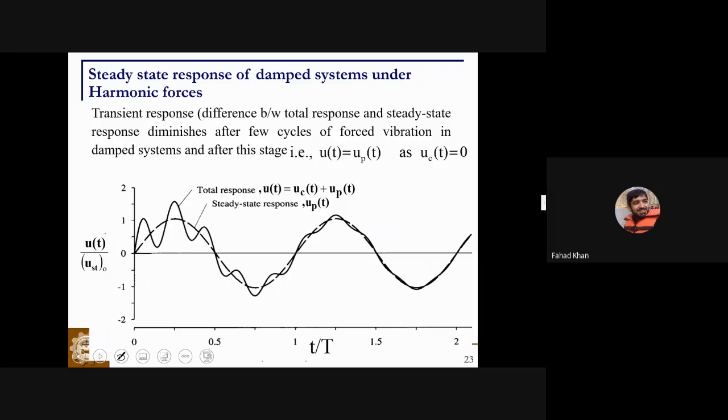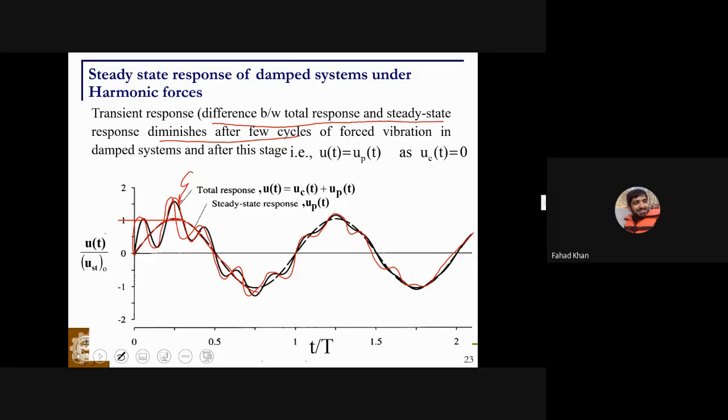Now, if you look at the total solution, it is going to be something like that. The wiggly curve is the total solution, and it has two parts. The more wavy form, the more disturbed form, is your transient solution, and the more smooth curve is your steady state response. The transient response, the difference between the total response and steady state response, diminishes after a few cycles because it has very high damping ratios and very high frequency as compared to the steady state. So eventually it's going to die out.